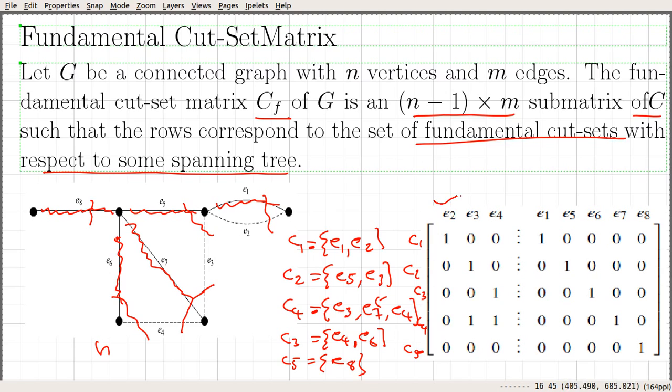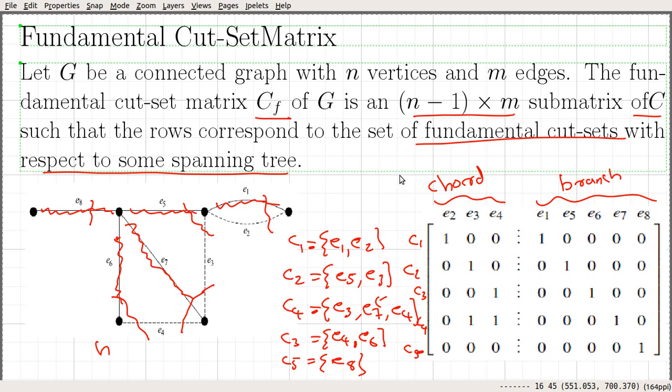the chord edges, these three columns correspond to the chord edges, and these 5 columns correspond to the branch edges with respect to this highlighted spanning tree. So here the chord edges are E2, E3, E4. These 3 columns correspond to those chord edges, and these 5 columns correspond to the branch edges, E1, E5, E6, E7 and E8. So this is how we define a fundamental cut set matrix.